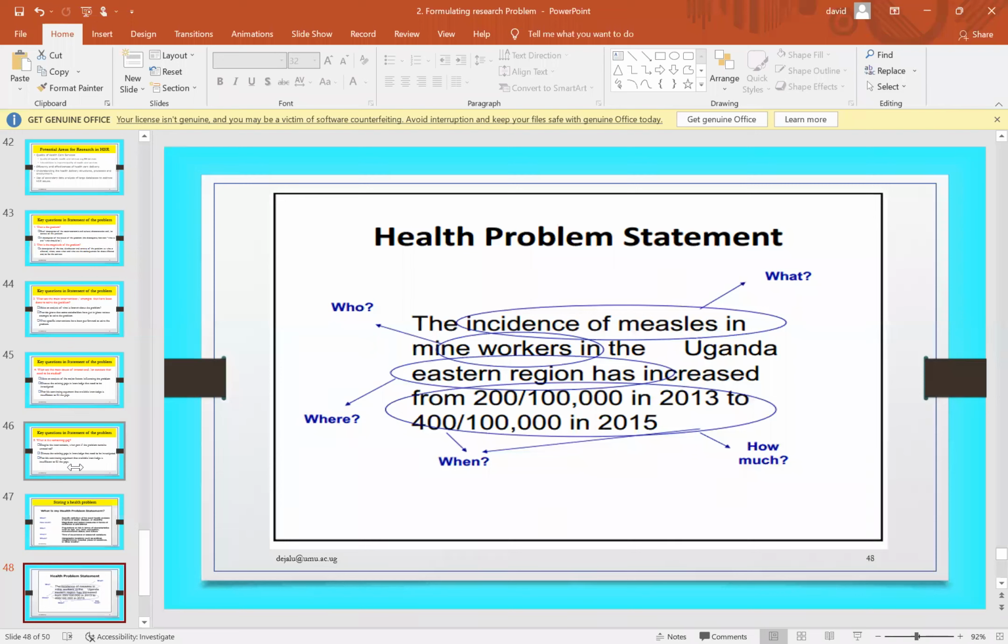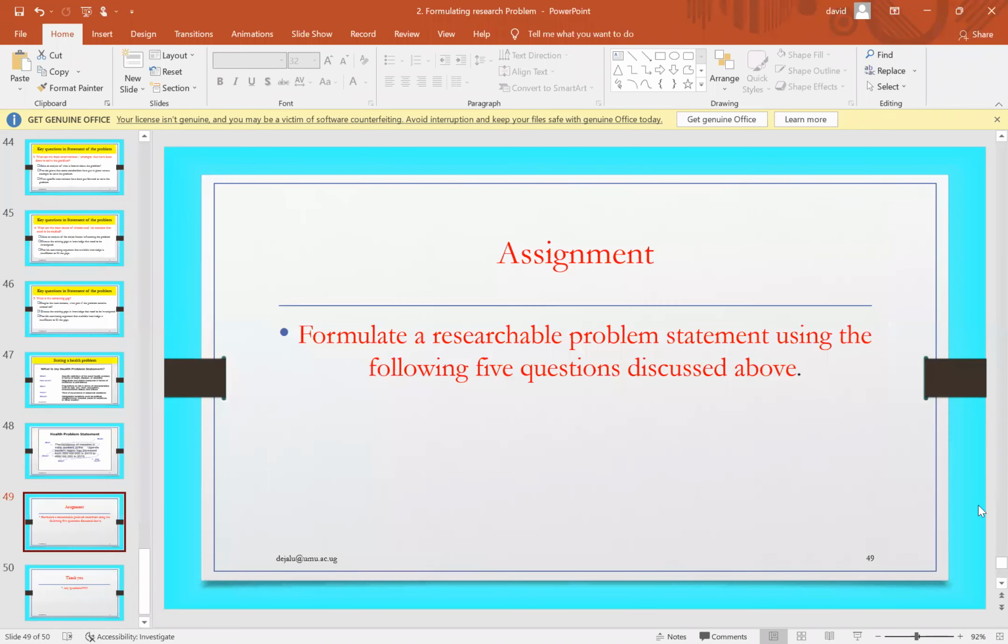Then we go and add other things. You see, what is driving this problem, what the challenges are, what interventions have been put in place, and the likes. Are we together? Can I get off this slide? So let us try to formulate an example of a problem using these 5 questions.